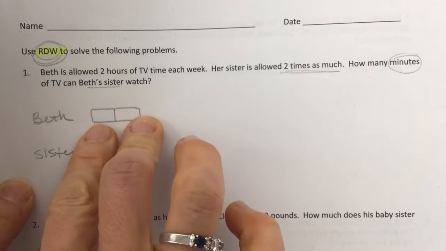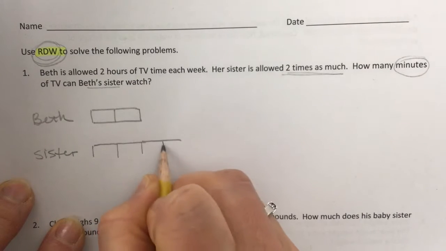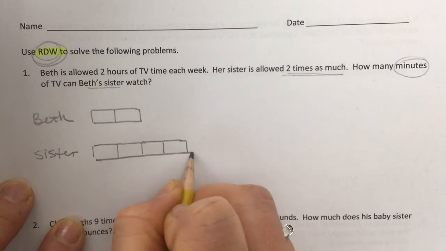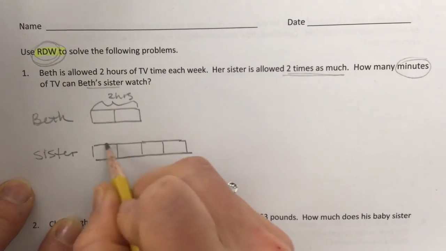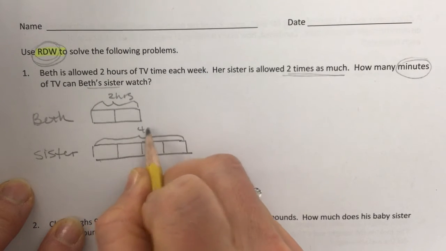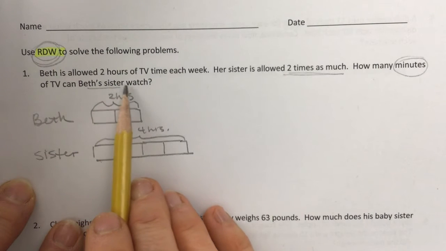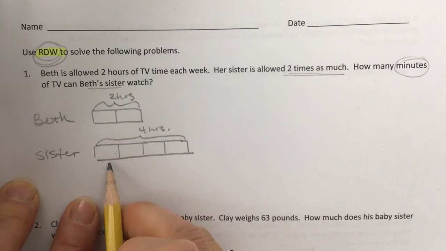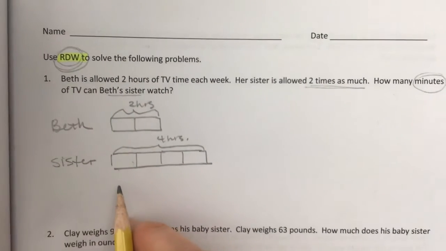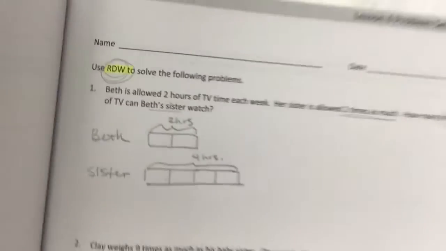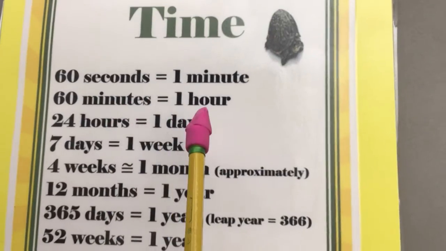Well, if this is 2 hours, 2 times that would be 4 hours. 1, 2, 3, 4. And these are hours, so I probably should have labeled that. 2 hours, 4 hours. So it says, how many minutes of TV can Beth's sister watch? Well, how many minutes is in an hour? Does anybody remember? Ledger, you got it. 60 minutes in an hour. Let's review. Let's check our chart. 60 minutes in an hour.